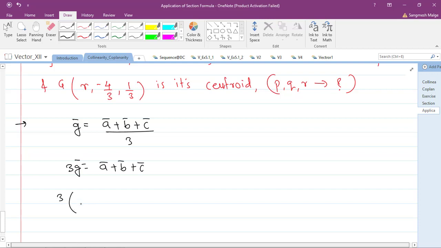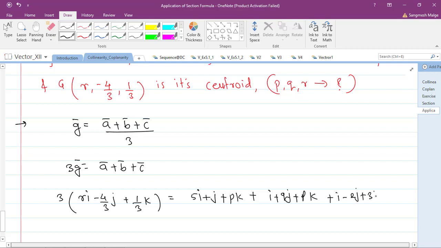Now let's substitute the values. So 3 into g bar, which is ri minus 4 by 3j plus 1 by 3k, is equal to a bar, which is 5i plus j plus pk, as given. Plus b bar, which is i plus qj plus pk, sorry, it should be qj and pk. Then c bar is i minus 2j plus 3k.